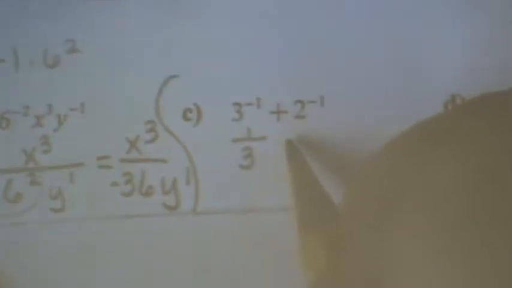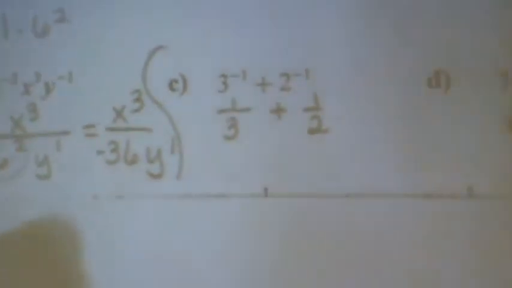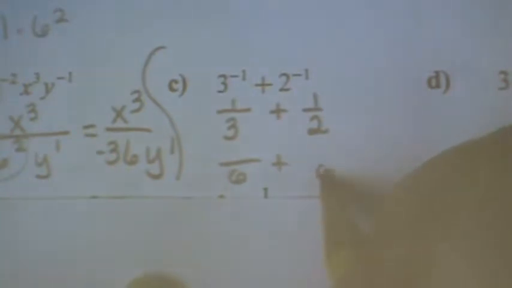Next, this one's a little different. How do you change a negative exponent? Well, you would make this 1/3 and then make this 1/2. How do you add two fractions when the denominators are different? You've got to get a common denominator, the LCD. So it's 2/6 plus 3/6, which is 5/6.